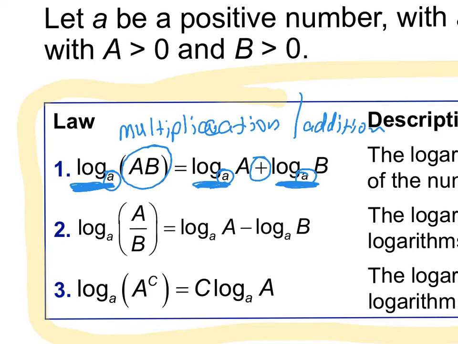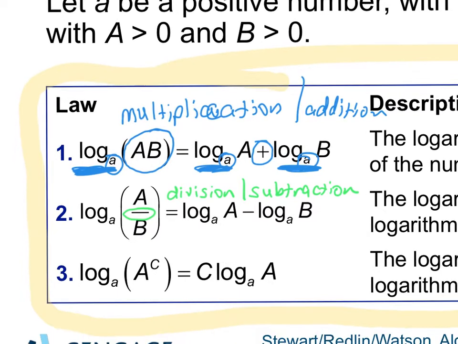So in number 2, what's happening between A and B on the left-hand side? It's being divided, right? So when you pull it apart, what do you change division to? Subtraction. So in this case, we're always going to try and remember that division and subtraction go together. If you are expanding, division becomes subtraction. If you're condensing, subtraction becomes division.